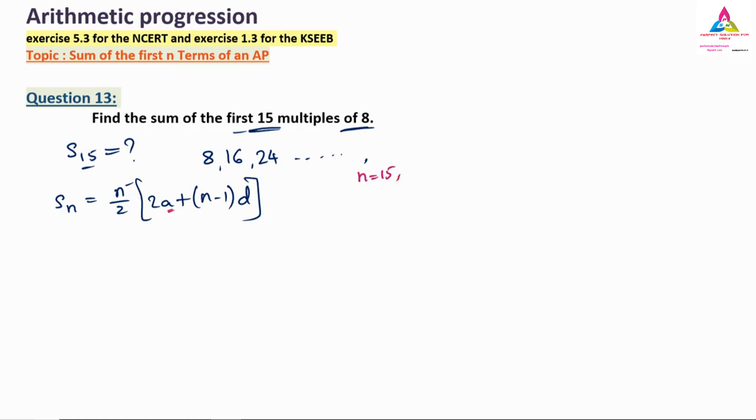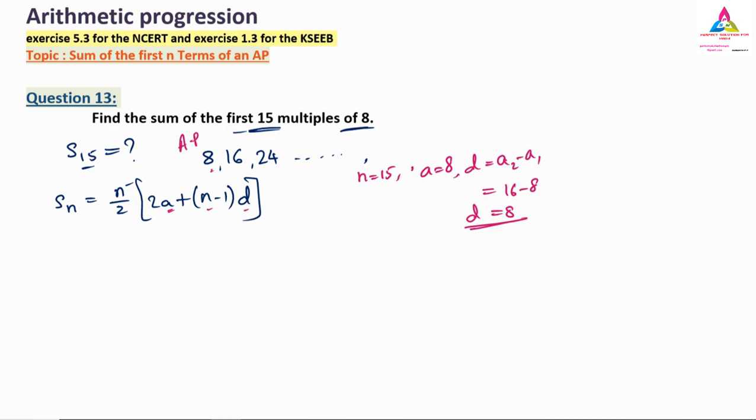Next, for a we want the first term. In this AP, the first term is 8, so a is equal to 8. Then we need one more, d, since n is already found. What is the d value? d is nothing but a2 minus a1. What is a2? That is 16 minus 8, which equals 8. Or directly we can write the d value as 8 because they have given multiples of 8. If they had given multiples of 10, the d value would become 10. This way it is easy to find.